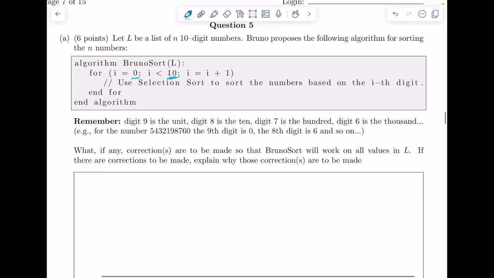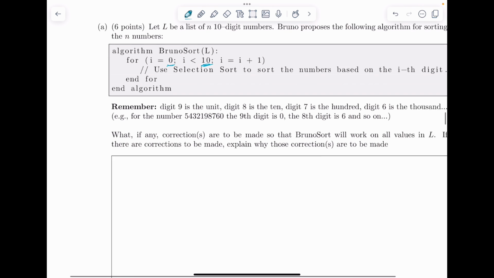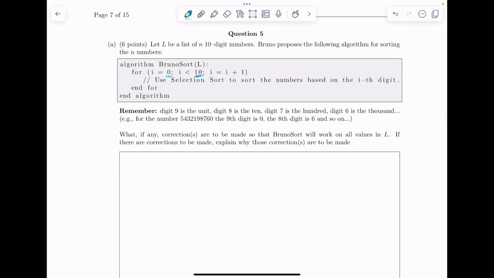And then a little disclaimer. So digit 9 is the unit, digit 8 is the tens unit, digit 7 is the hundreds unit, and so on. So for example, the 9th digit is 0, 8th digit is 6, and so on and so forth. What, if any, corrections are to be made so that Bruno's sort will actually work? If there are corrections to be made, explain why.